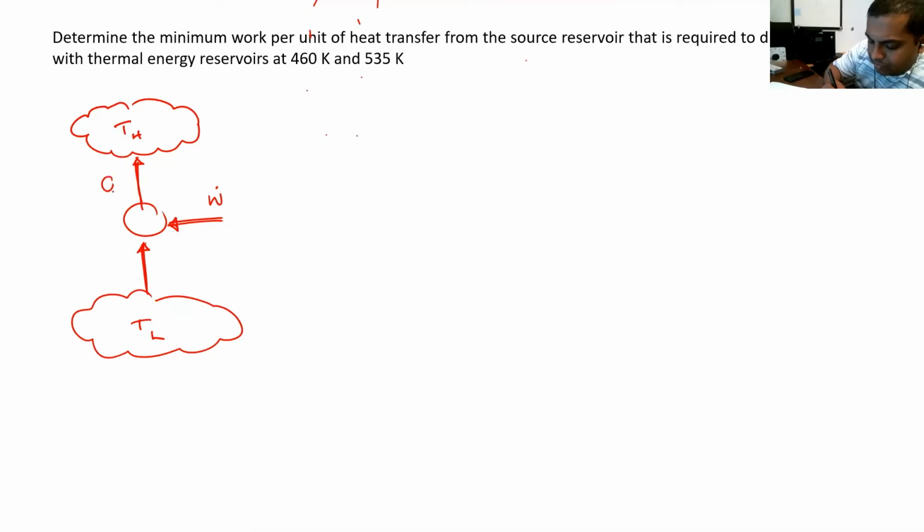So W dot is work input, QH dot is the heat output, heat input is going to be QL dot. Okay, L stands for low, H stands for high. Now in this case, we have a heat pump. We are given the temperatures of the reservoirs, 535 Kelvin and 460 Kelvin. So even though your questions are going to be MCQ questions, just write these things down so you don't have to go and hunt for them later. Now we are asked to calculate the minimum work.